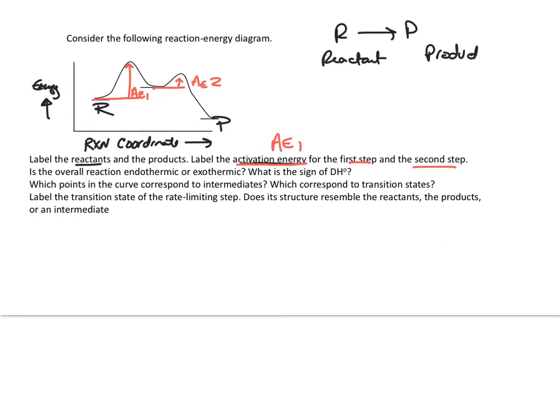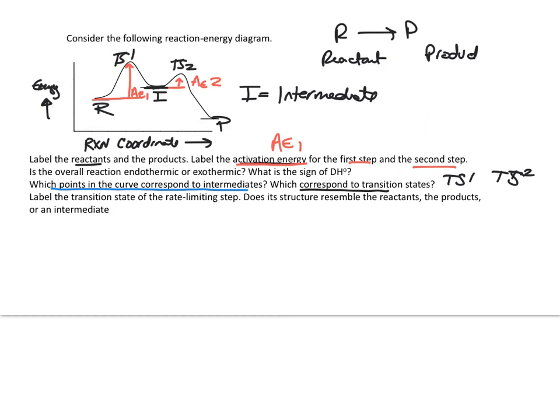Now, what does it say? Which points of the curve correspond to the intermediates? Okay, so I'm going to put an I here. This well down here, that's an intermediate. You will have to be able to label one of these for your quizzes and your exams. And which corresponds to transition state? So we're going to do transition state 1 and transition state 2. This is the highest point. So this is transition state 1, and this is transition state 2. It's the top of the mountain. Okay, those are your transition states.